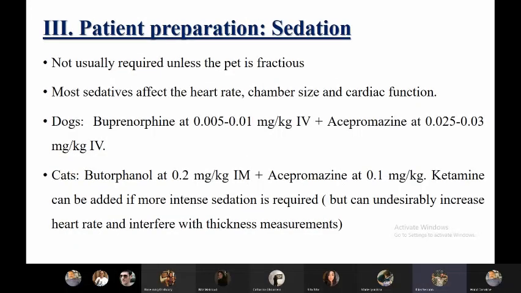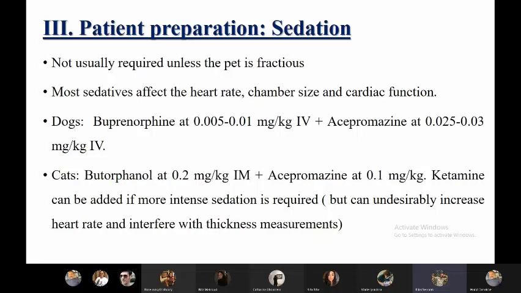Regarding sedation, it is not usually required unless the pet is fractious. Most sedatives affect the heart rate, chamber size, and cardiac function, so whenever possible, it is ideal to avoid using sedatives. If needed, dogs can be sedated with buprenorphine and acepromazine, whereas cats are sedated with butorphanol and acepromazine.